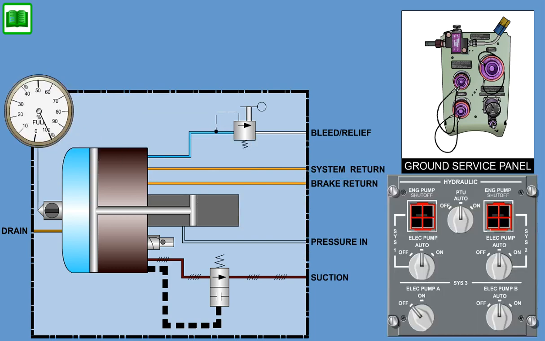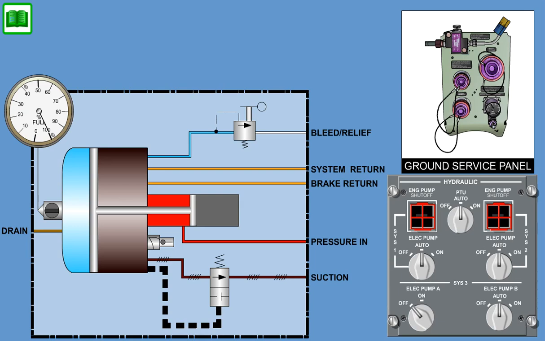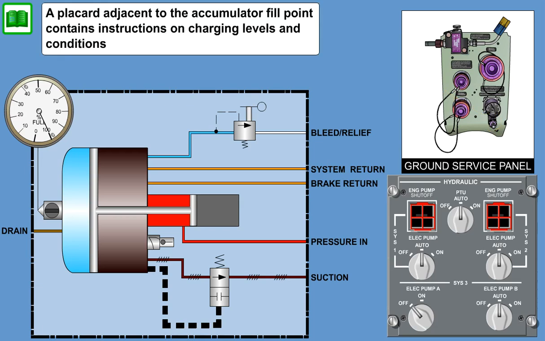Once the reservoirs are filled, the relevant system needs to be repressurized by operating the ACMP to recharge the bootstrap circuit. The reservoir level must be checked afterwards to verify that the change in fluid volume does not exceed the allowable limit. The accumulators are charged from the accumulator fill point, also located on the ground service panel. A placard adjacent to the accumulator fill point contains instructions on charging levels and conditions.